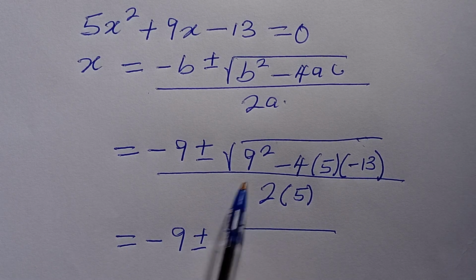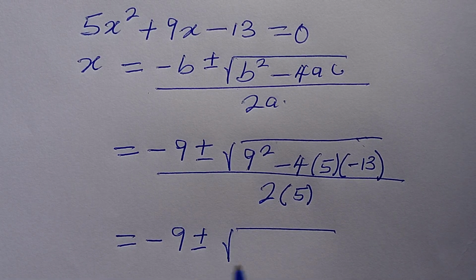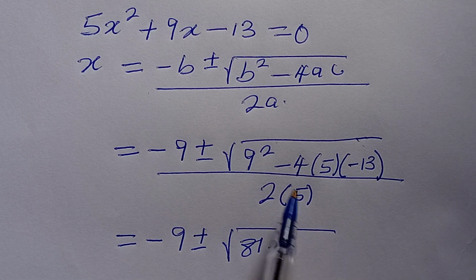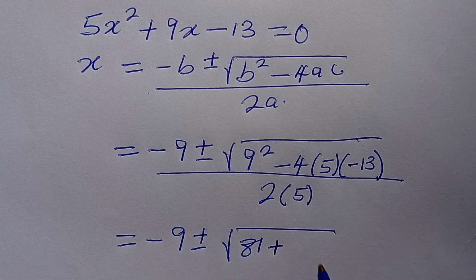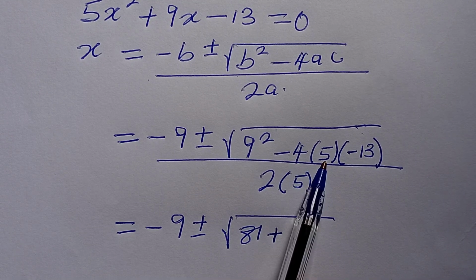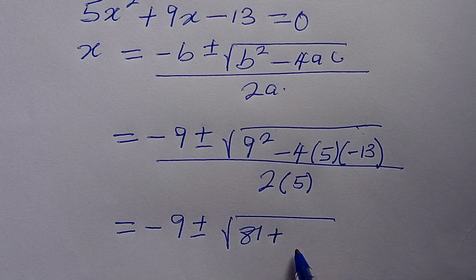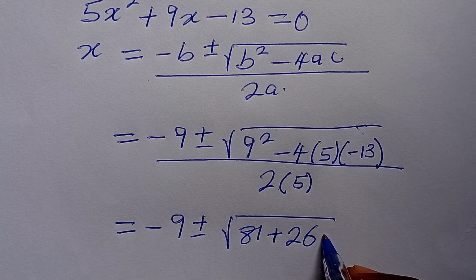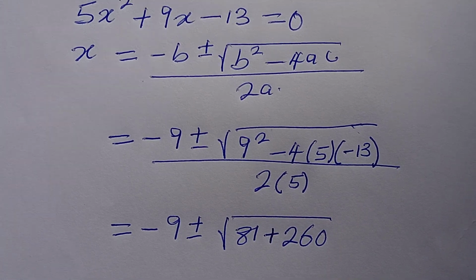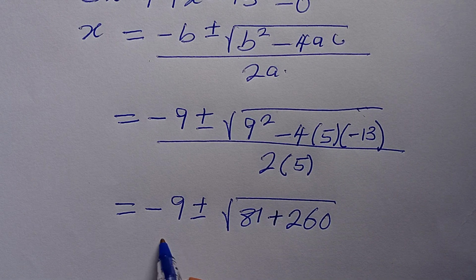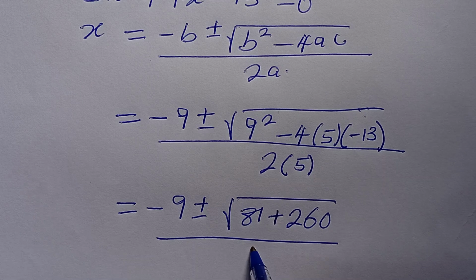now if we simplify this, 9 to the power of 2 will give us 81. We all know that minus times minus will give us plus here. Then we have 4 times 5 will give us 20. 20 times 13 will give us 260, because this is 20, so 20 times 13 will give us 260, all over 10 here.